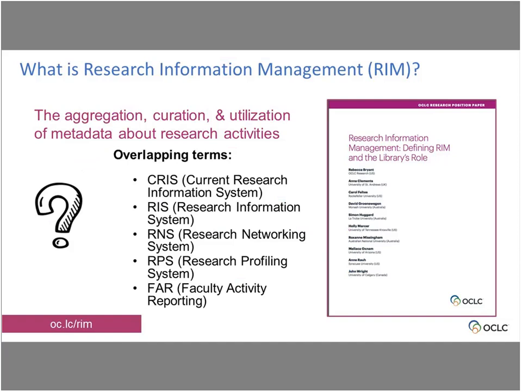So we operate from a broad definition of what RIM is: the aggregation, curation, and utilization of metadata about research activities. By working with this definition, we're able to embrace a number of regional terminologies and practices because all of them at a minimum include the aggregation of publications metadata. And that's where you'll see many of these overlapping terms like CRIS, or RIS, or RNS, or RPS, or FAR, Faculty Activity Reporting. It's a veritable alphabet soup. All of those things we want to include when we think about what is research information management, even though they actually can be really different case studies.